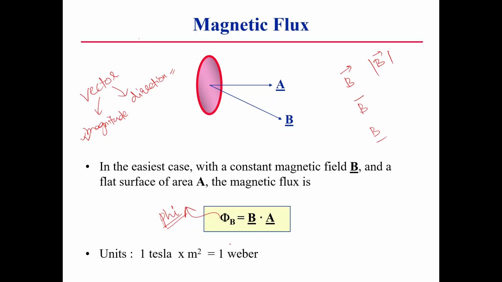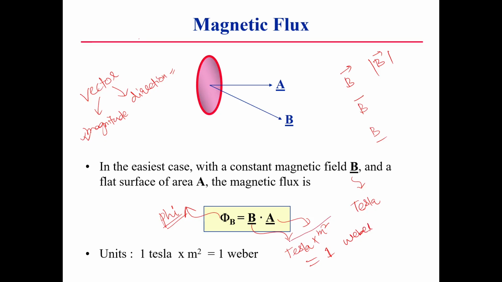Okay, what is the unit of the magnetic flux, this phi? Magnetic field has unit Tesla, and area has what? The area has a unit meter square. So B has a unit called Tesla, and A has a unit called meter square. So Tesla into meter square, and if you multiply these two, we get 1 Weber.